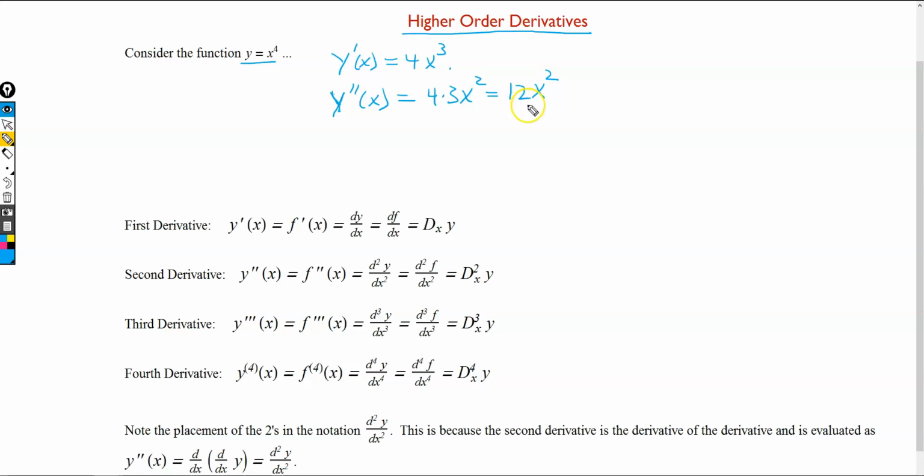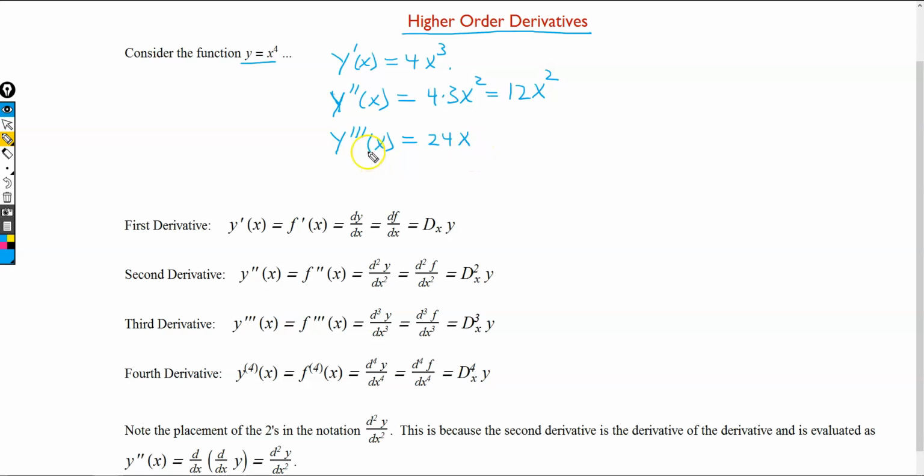Now this is just another function, so there's nothing to stop us from taking the derivative of it. And we would get what we call the third derivative. That would be the derivative of the derivative of the derivative, is what we're doing. And we would denote that by y triple prime of x. And in this case, we drop the 2 down. The 12 is just a constant. It just hangs around, doesn't do anything. Drop the 2 down, you're going to get 24x.